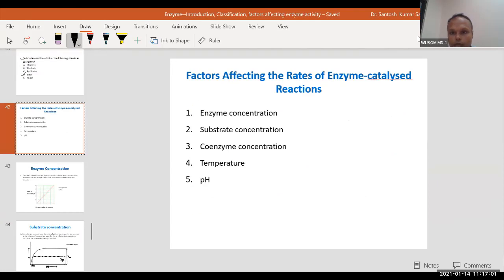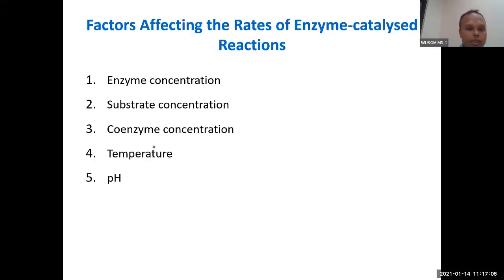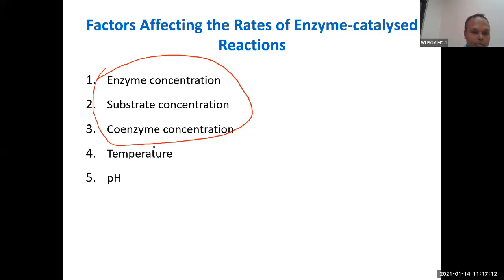You know, these are factors affecting enzymes. You can see this. So enzyme concentration, these three are there. Okay, these three are there. So let's not be concerned more about this. Let's first talk about this and this: temperature and pH. So there are 5 factors. I have to write those 5 factors. But more important are temperature and pH. Substrate concentration, enzyme concentration, coenzyme concentration. It is related to enzyme kinetics.